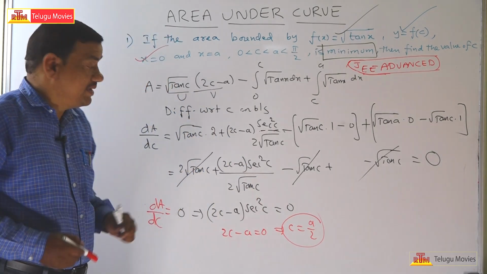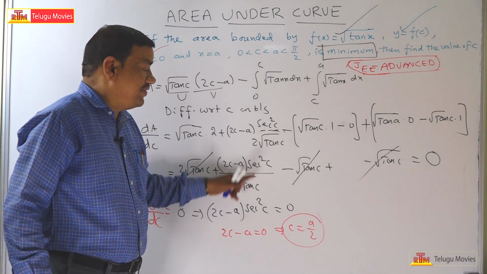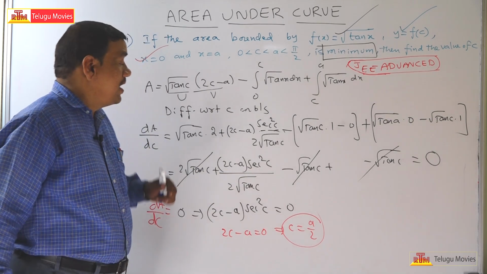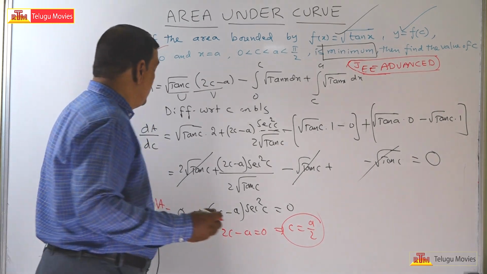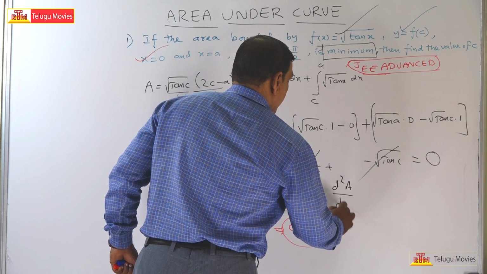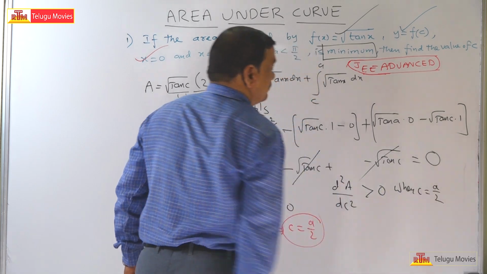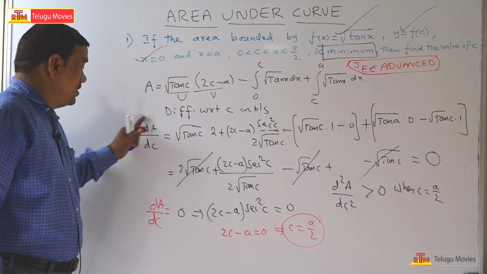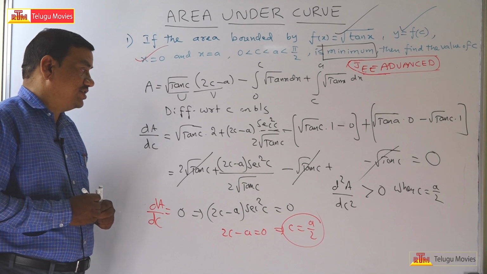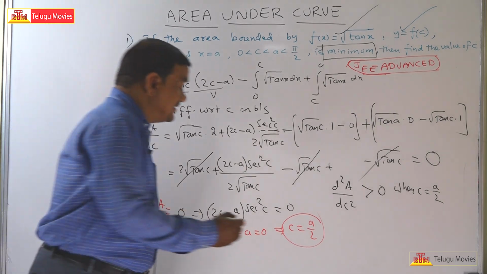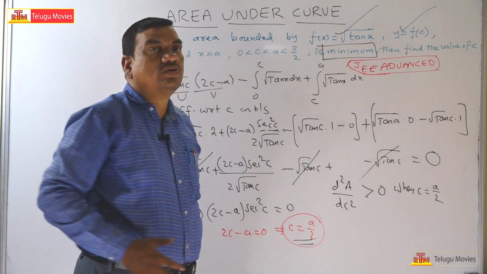No sir, we want to check, which means find out the second derivative. Second derivative of this, that means u by v formula. So you apply the u by v formula and substitute c is equal to a by 2, and definitely you will get d square A by dc square greater than 0 when c is equal to a by 2. Therefore, at c is equal to a by 2, the area bounded by all these curves is minimum.